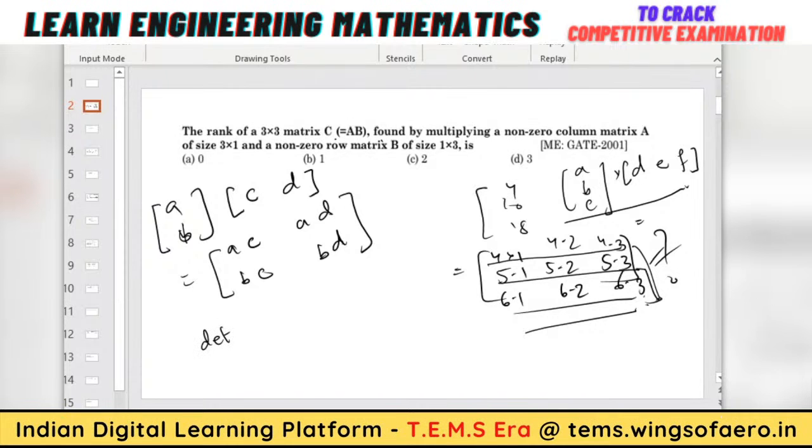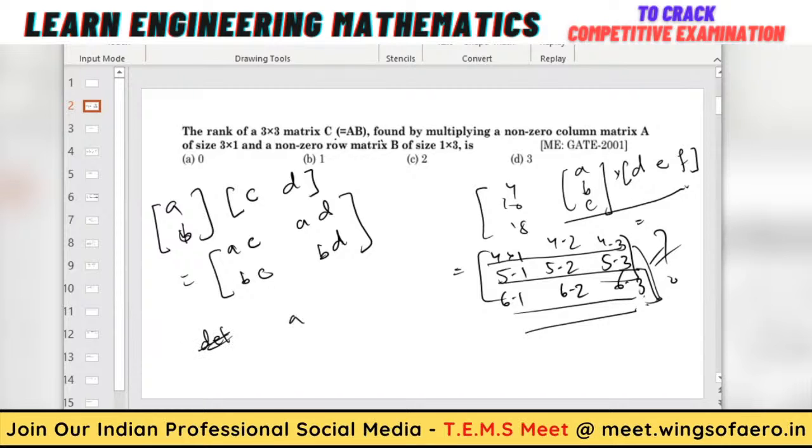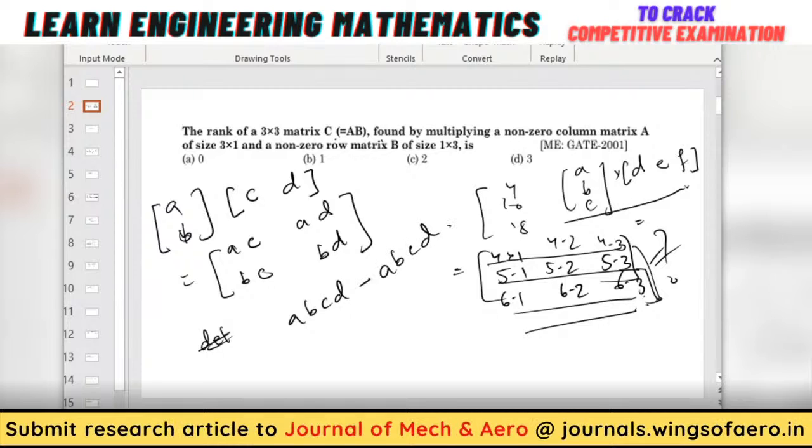So ACBD minus BCAD. ACBD means ABCD minus ABCD. Oh, okay. ABCD, ABCD. 0.